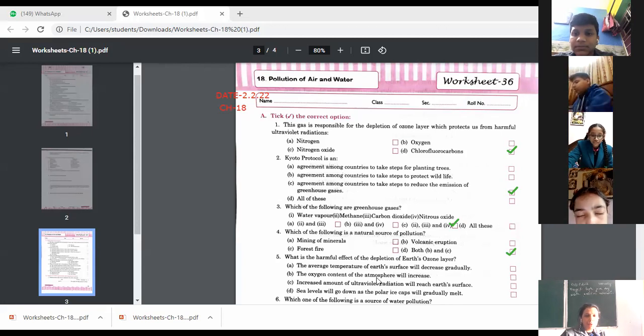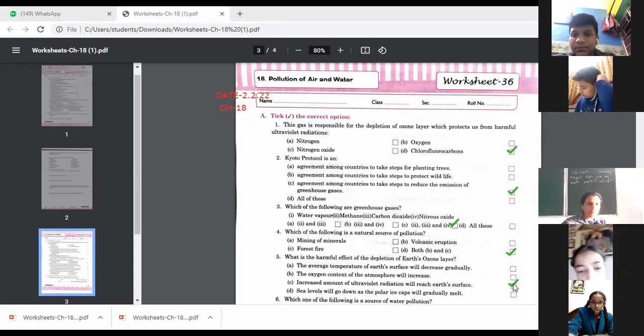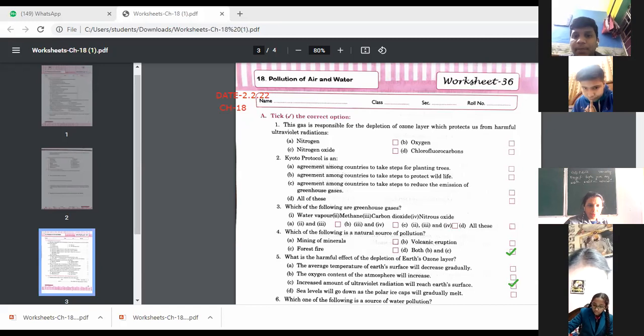Okay, Harshita, what do you say? Ma'am, answer C, increased amount of ultraviolet radiation will reach Earth's surface. Okay, beta, if the ozone layer is depleted, the first effect will be that ultraviolet radiations will be reaching the earth. So I think till here everybody has done number 5. Now go for the next question.